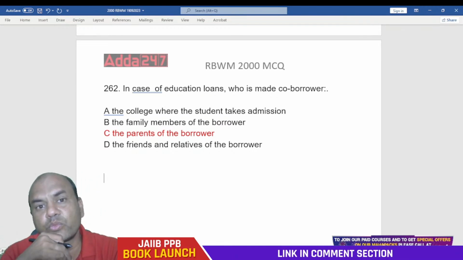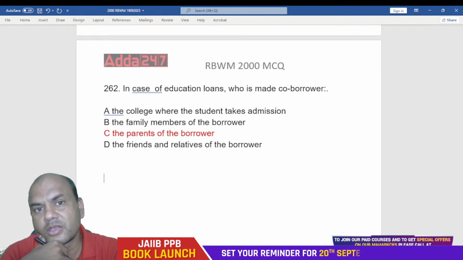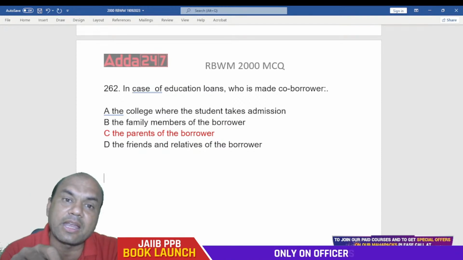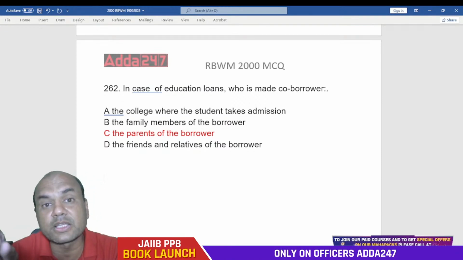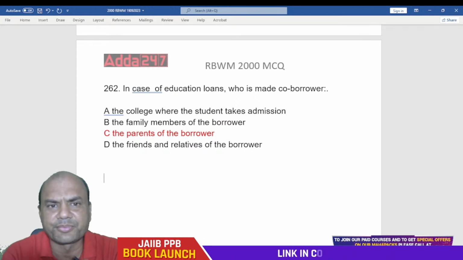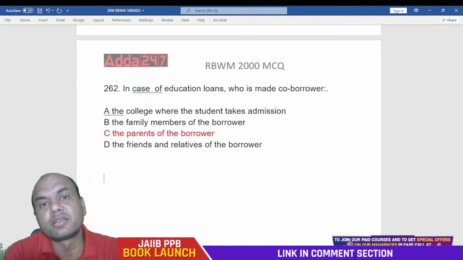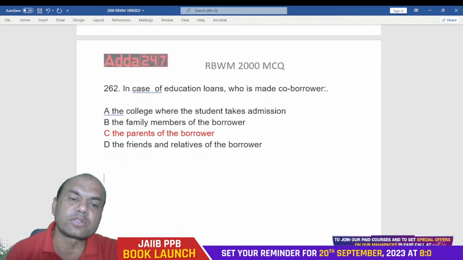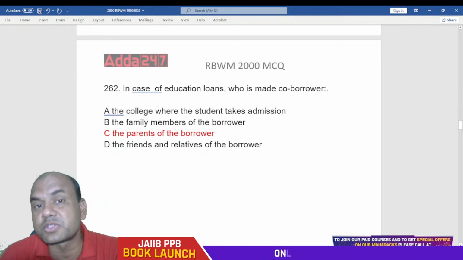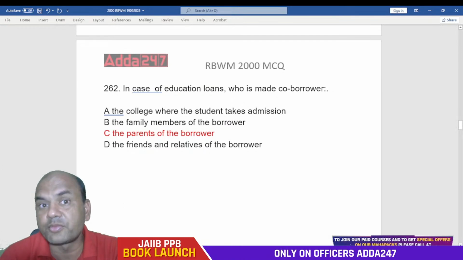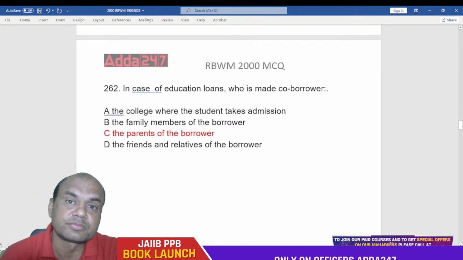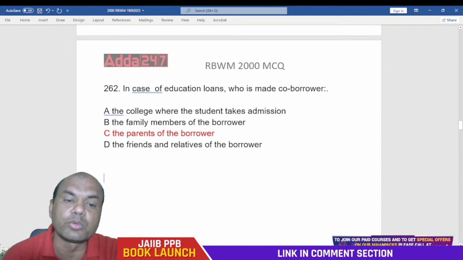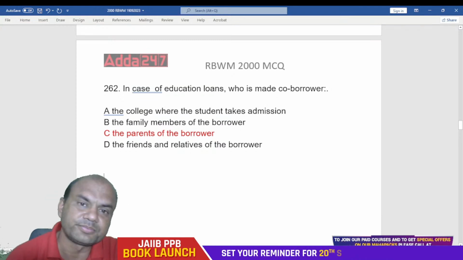What is expected from that loan, guys? It is expected that the student should complete the course and repay the loan by joining a job or doing some business, anything. That is the logic behind it. The student should repay. But we take parents as a co-borrower. Why? Because if the student doesn't get a job immediately, or if the student fails, the loan is to be repaid in any case. So that repayment will be done by this co-borrower, the parents.